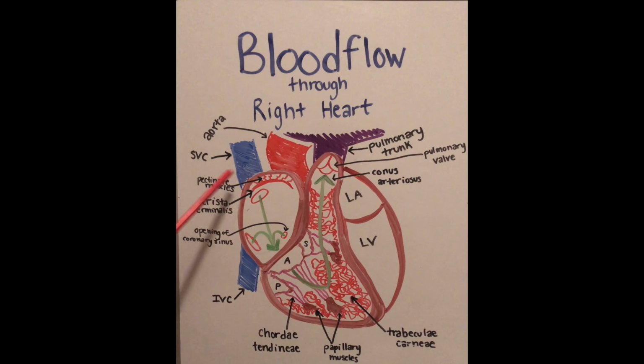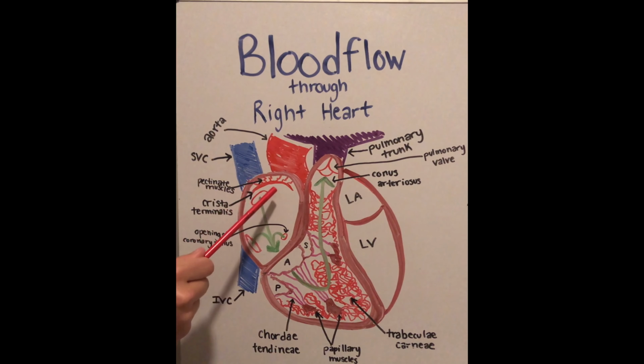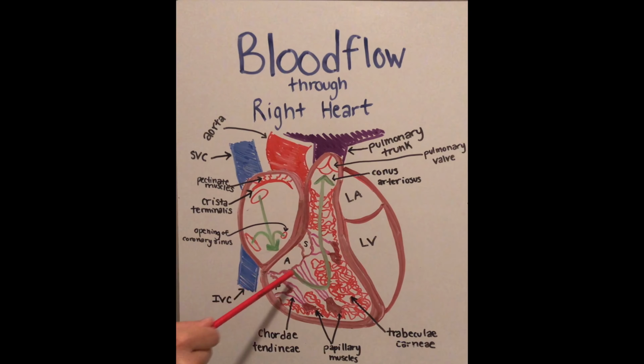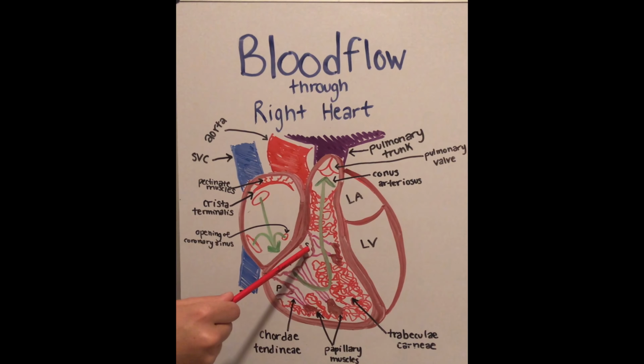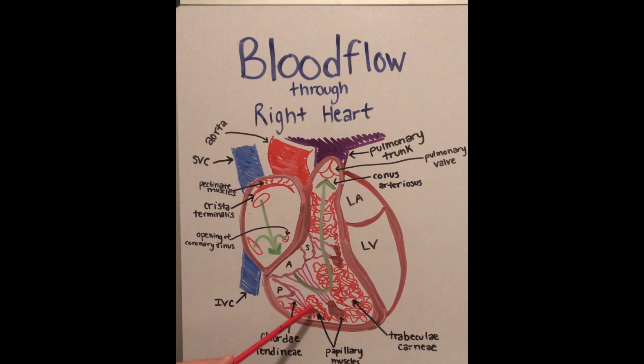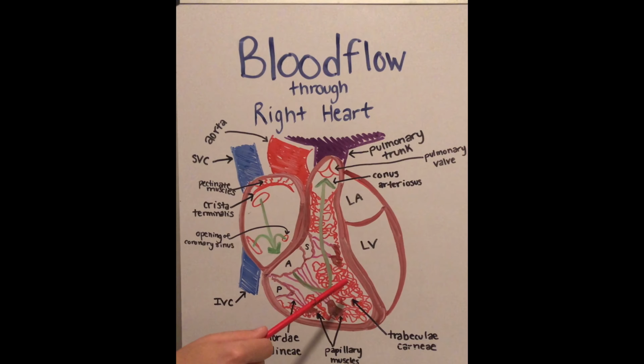During atrial systole, the pectinate muscles contract and blood is pushed through the tricuspid valve. The tricuspid valve consists of three cusps: anterior, posterior, and septal. The chordae tendineae attach to each cusp on one side and to the papillary muscles on the other side, which then connect to the ventricular wall.